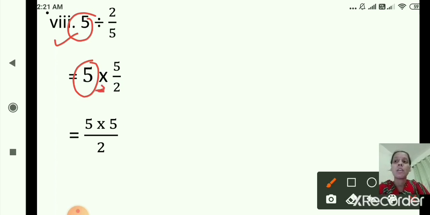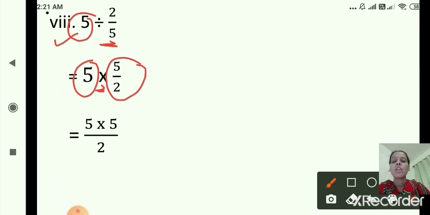Okay, so what is the multiplicative inverse of 2 upon 5? That is 5 upon 2. So as you can see, I have written here 5 upon 2. Yes, in the division always you will write down multiplicative inverse of the second rational number. Okay, so multiplicative inverse of 2 upon 5 is 5 upon 2, right? So in between we have written here multiplication sign and multiplicative inverse of the second rational number.